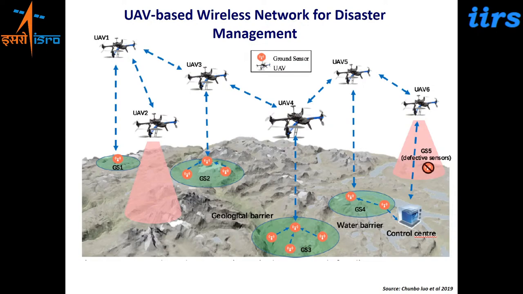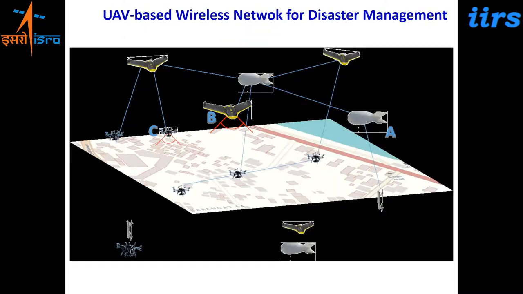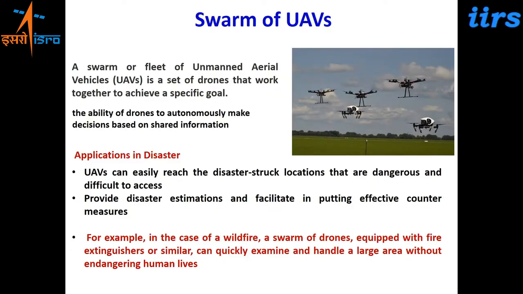Many times multiple drones have become popular to form an ad hoc network to provide a wireless signal for wide area coverage. So drones are very effectively used in disaster management. You have a swarm of UAVs. So a swarm or a fleet of UAV network vehicles is nothing but a set of drones that work together. They all synchronize together and work together to achieve a specific goal. So this is the ability of a drone to autonomously make decisions based on the shared information from one to the others.